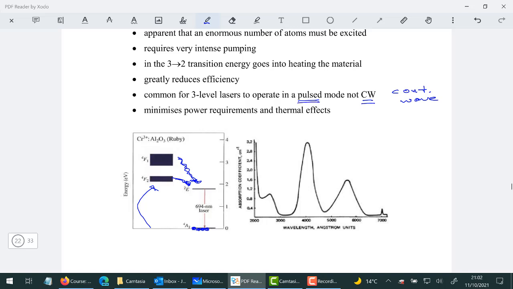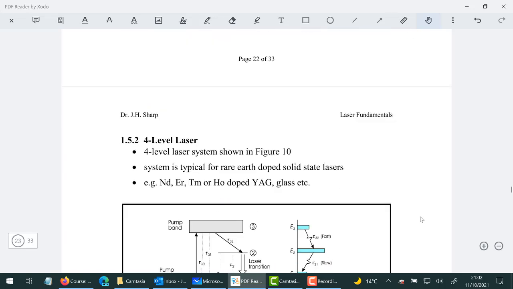Okay, that reduces the amount of power that we need, because we can put everything in one big flash. We can store that energy in capacitors, dump it into a flash tube, give a massive pulse of light to give us the population into the upper pump bands. And it also reduces the amount of thermal effects, because we're only putting in one pulse and then we're giving it some time in between to relax and cool back down again.